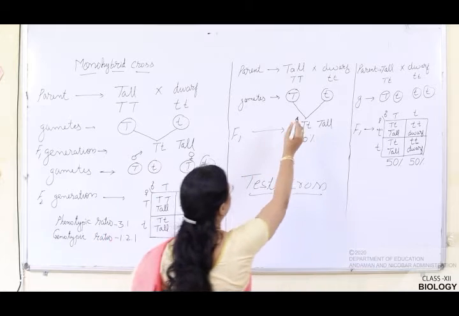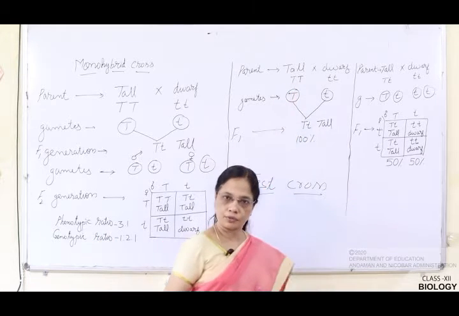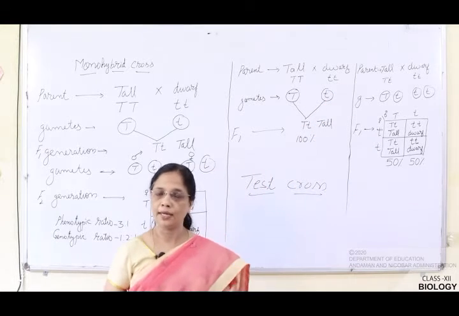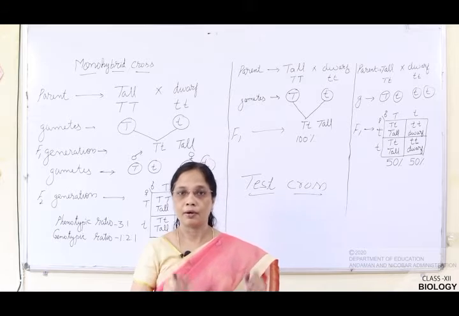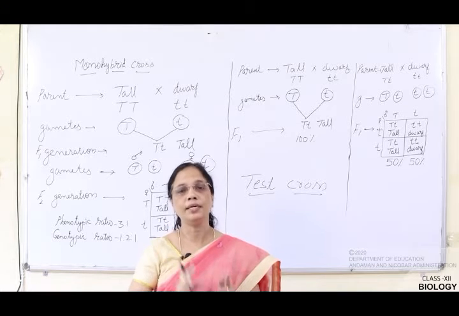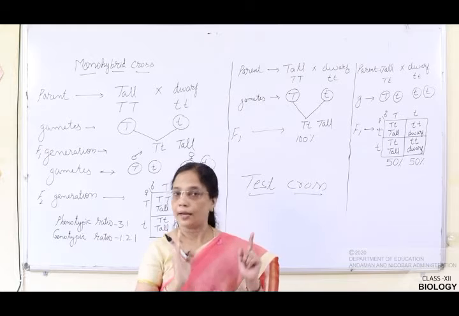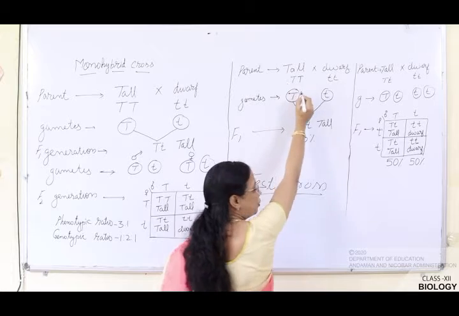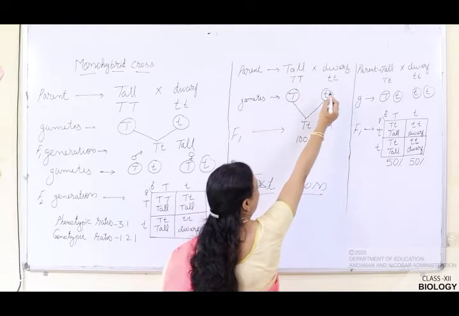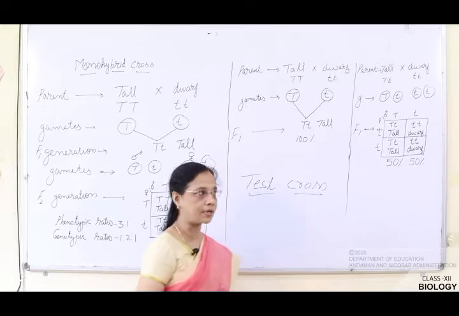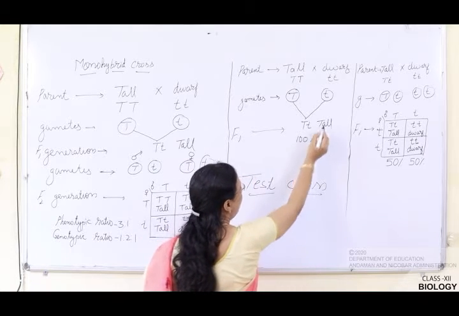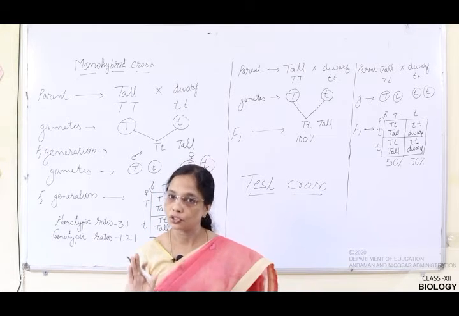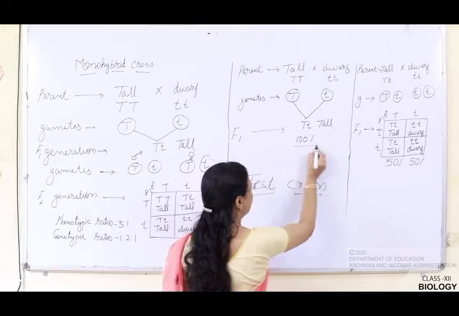Now you see here, we have taken a homozygous tall plant. If it is crossed with the dwarf variety, what is a test cross? A test cross is done by crossing the unknown dominant with the recessive trait. So here the unknown dominant, homozygous tall, is crossed with the recessive trait. In the F1 progeny, all the plants are tall. 100% result we are getting.